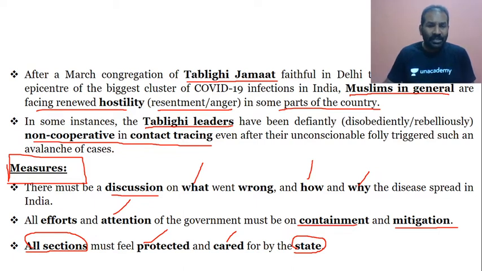So it is the duty and responsibility of the state to make sure that it protects and cares for all sections of the people, keeping aside all religion. The prime necessity now is to contain the virus, to mitigate the virus, to go ahead with tracing the infected persons, testing them, and treating them. This is the necessity of the state at this moment.